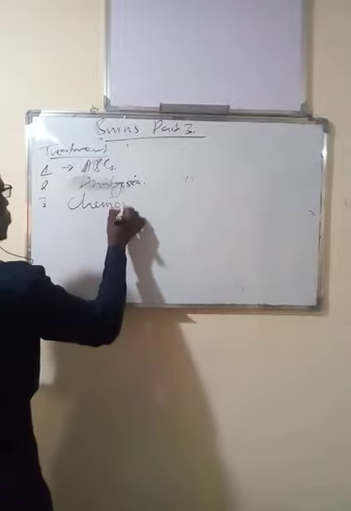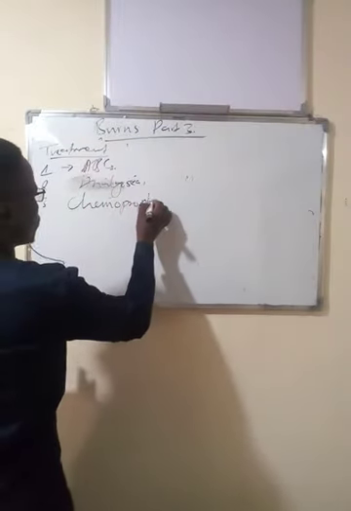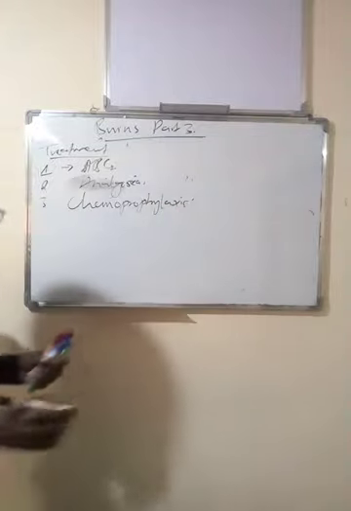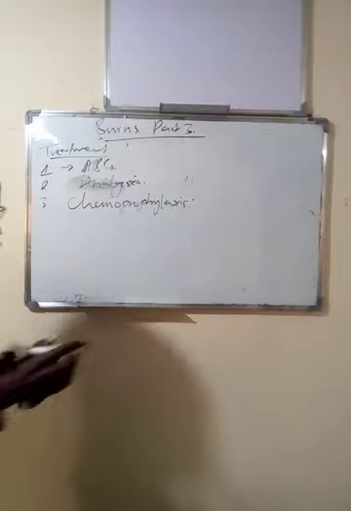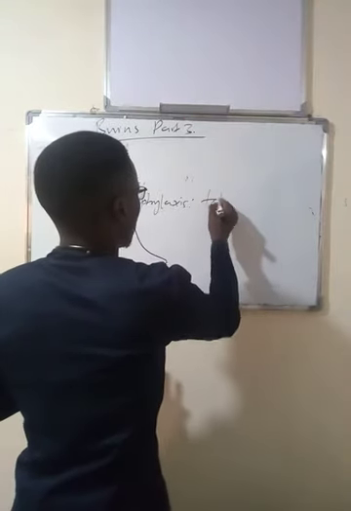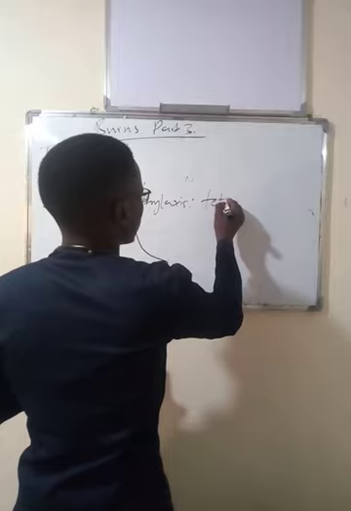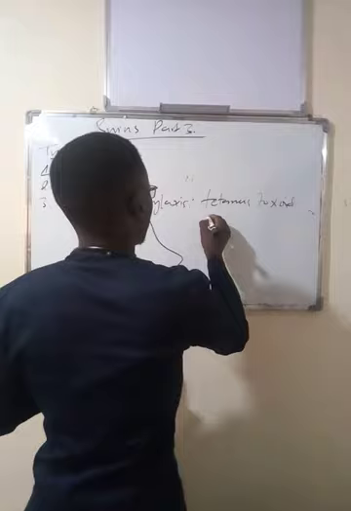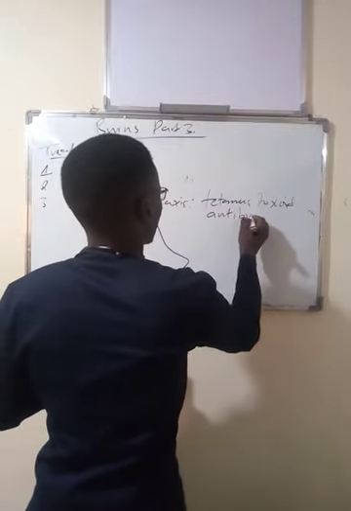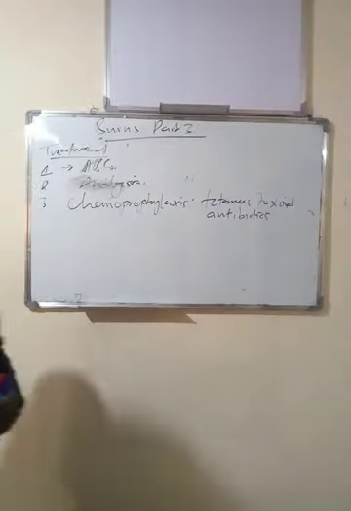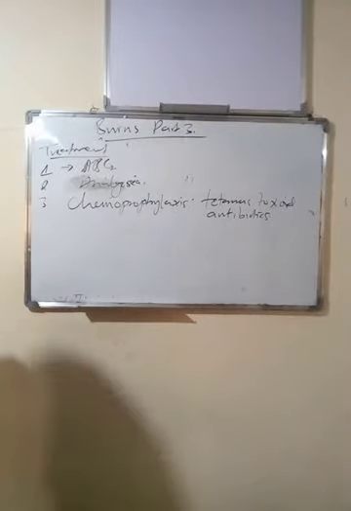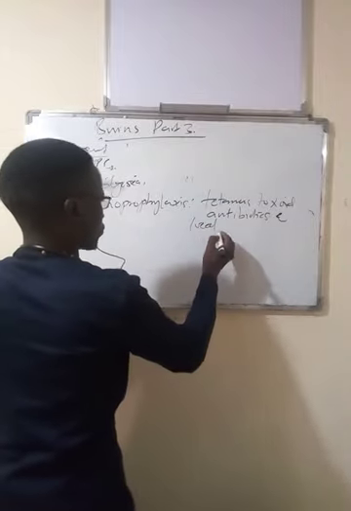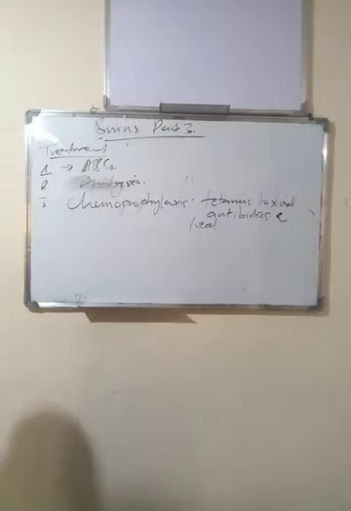Then number three, the other thing that you have to do is give what is called chemoprophylaxis. Here basically you want to give tetanus toxoid and antibiotics. Other than that, you also give local antiseptics, right?